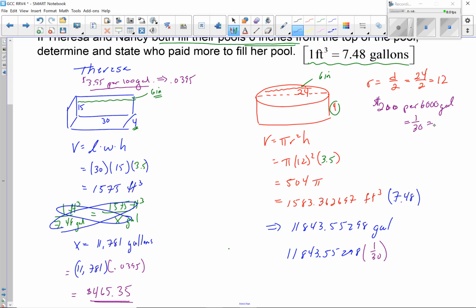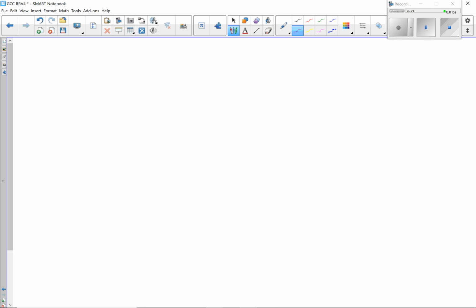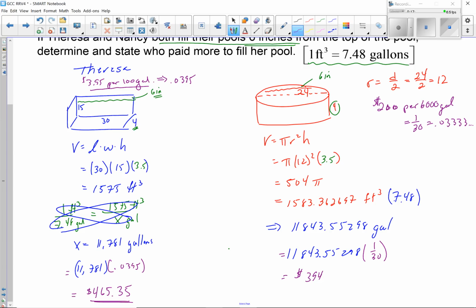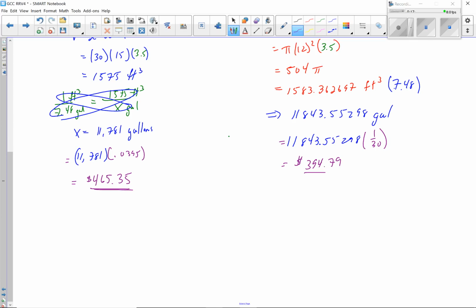Again, if you do it in the calculator, you get 0.03333, and so on and so forth. Again, if you have it in the calculator as that already, you can just multiply it by this number, but that's the same thing as 1/30. And when I actually calculate that, again, it's money, so 2 decimal places, we get $394.79. So that's what Nancy paid.